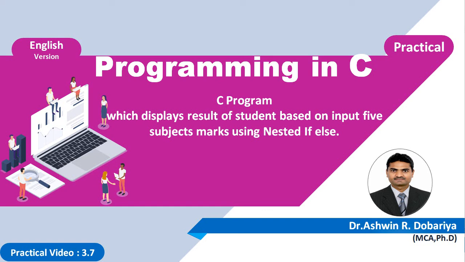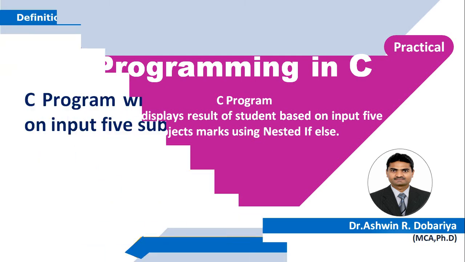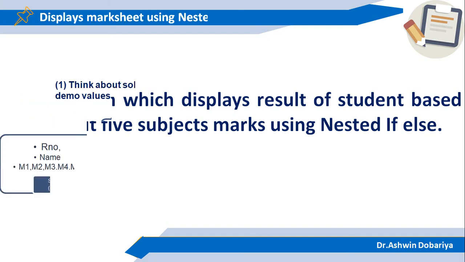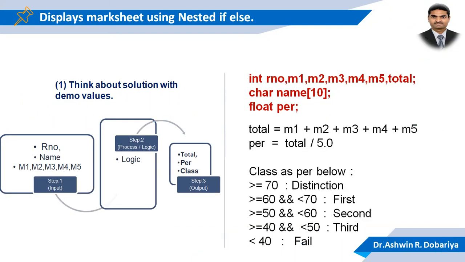And first of all, let me think about how we can think of the logic of this program. The definition of this program is: a C program which displays the result of a student based on input of 5 subjects' marks using nested if else. So here we have to use the concept of nested if else to display the class, or you can say the grade. So how can we do this? Let's first discuss the logic.